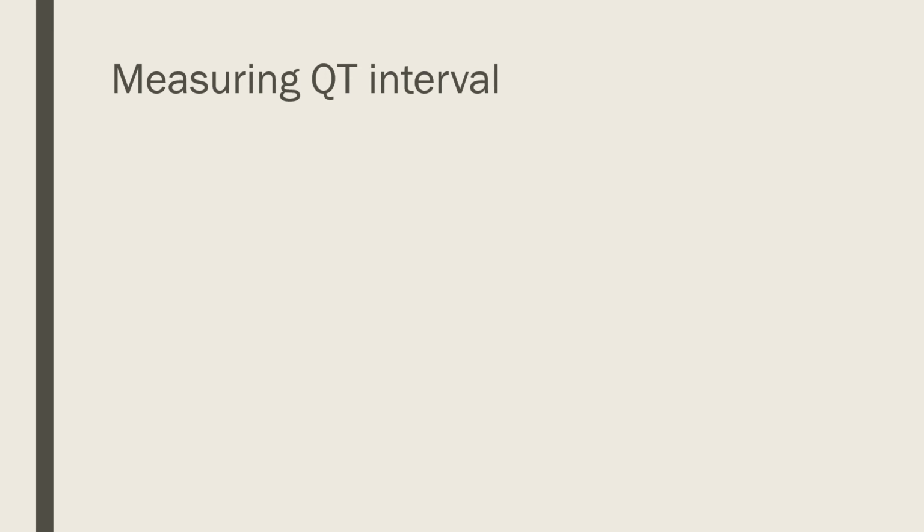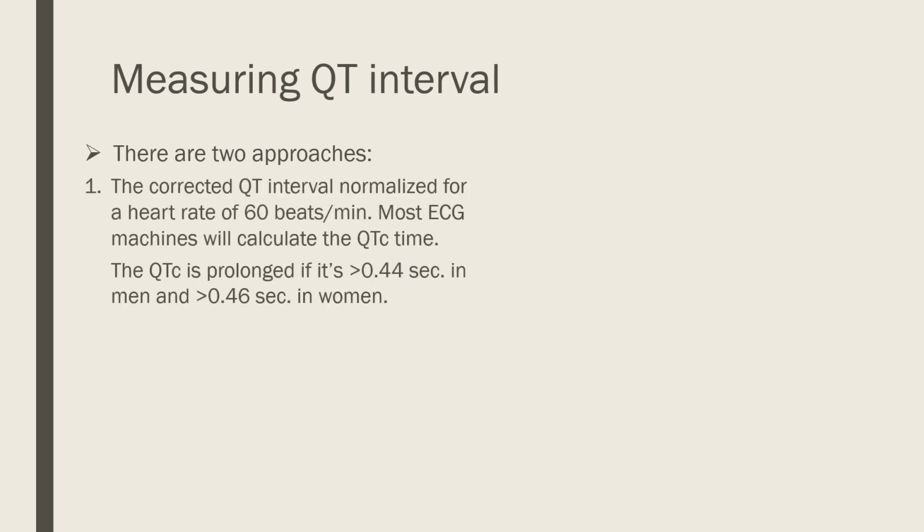How can we measure the QT interval? And what's the normal QT interval? There are two approaches. The first, the corrected QT interval should be normalized for a heart rate of 60 beats per minute. Most ECG machines will calculate the QT corrected time. The QT corrected is prolonged if it is more than 0.44 second in men and more than 0.46 second in women.